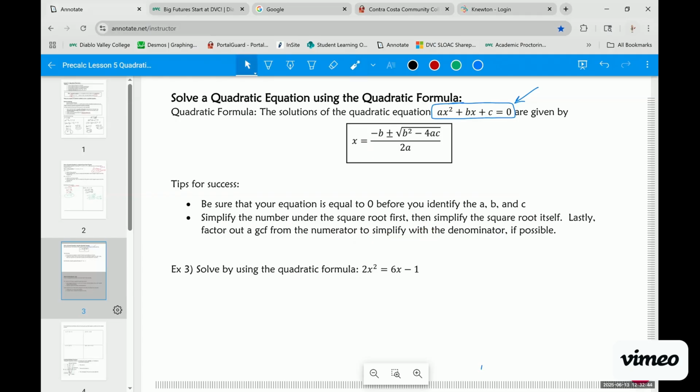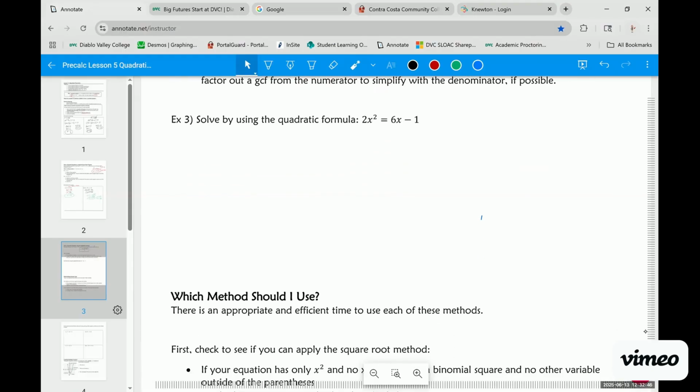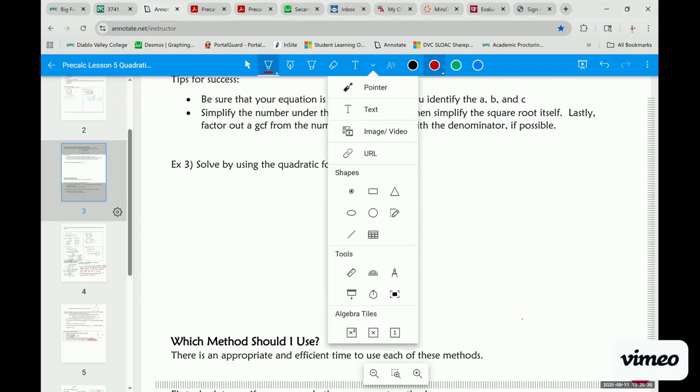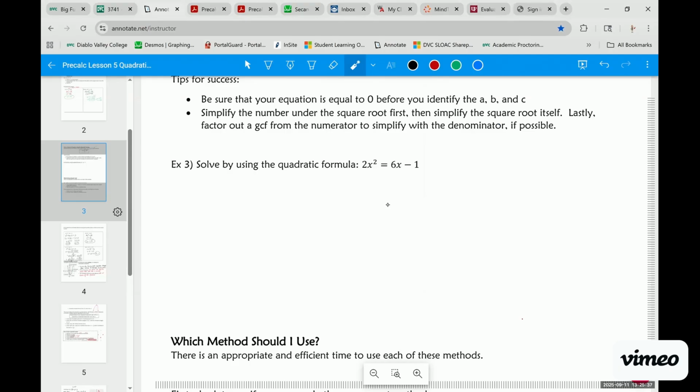So I'm going to do just a couple of examples here, or one example here, and you can see that process in action. We have this equation here, 2x squared equals 6x minus 1. So you might notice from the beginning that I do not have all of the terms on one side and 0 on the other. That is our first step. You need to make sure that everything's over here and it's equal to 0.